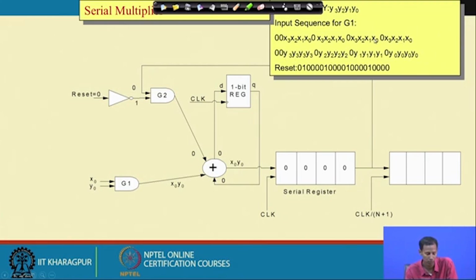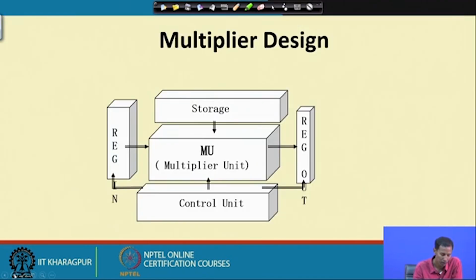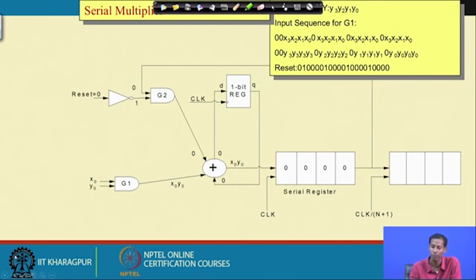For x, what will be the multiple? That means the input sequence will be x0, x1, x2, x3, then x0, x1, x2, x3, then x0, x1, x2, x3, x0, x1, x2, x3, something like this. So, this is for what application? If I am multiplying x with y. So, that means now what is happening?